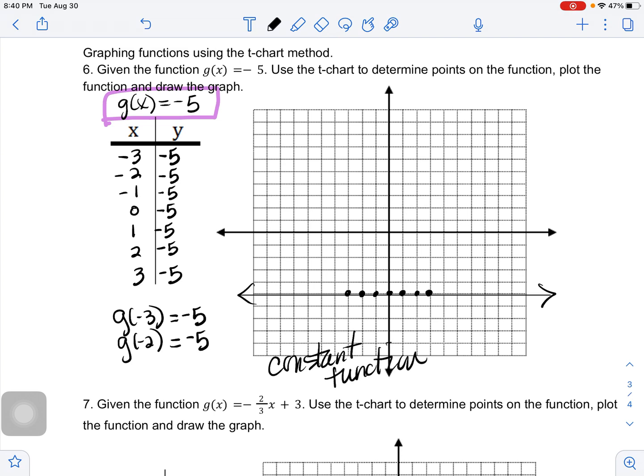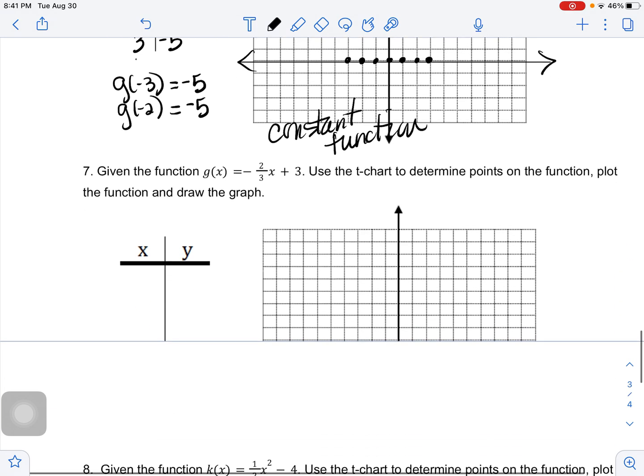I love this function because it is what it says it is. All my inputs, right? I picked whatever I wanted, but my outputs were constantly the number -5. So the outputs remain constant. It's called the constant function. It will always be a horizontal line. Let's try another one.